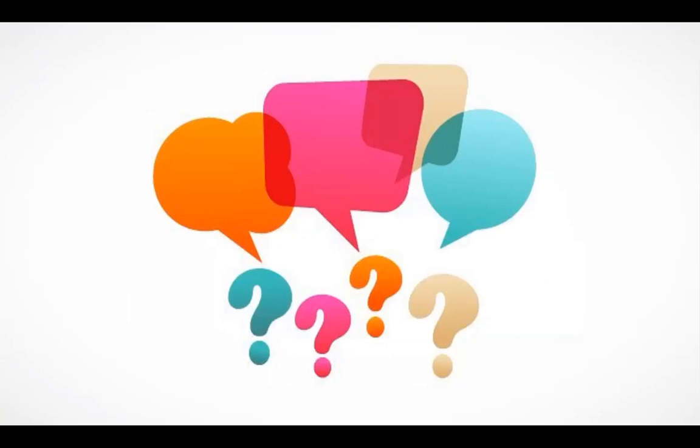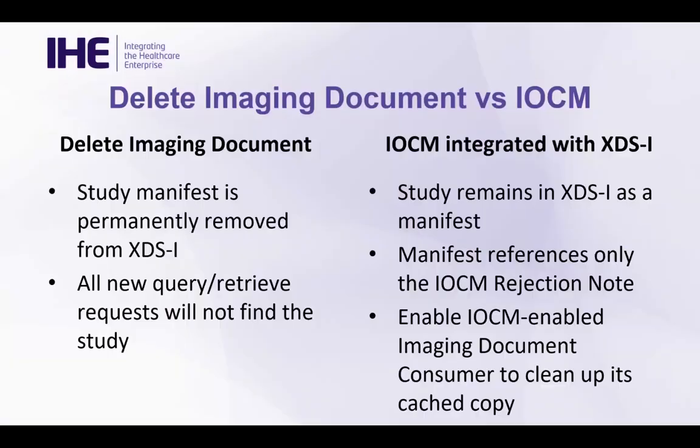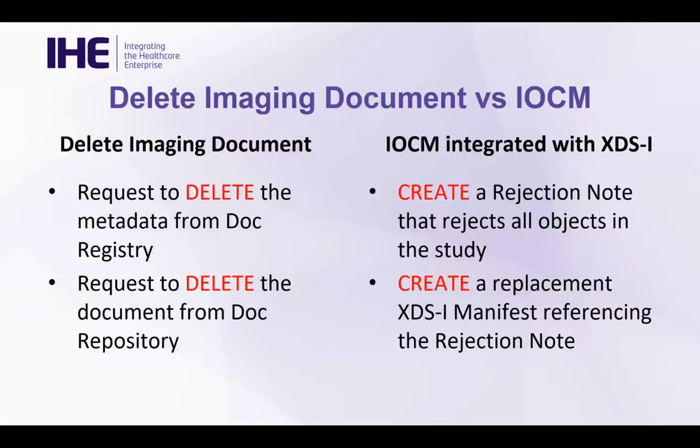The part that I did not understand well is the original manifest that points to the original image. What do you do with that manifest? You replace that manifest by an IOCM, or you make a new manifest deprecating the old one that points itself to the IOCM for the study? Let me go back to that slide. So if you're using the delete imaging document option. No, I'm on the IOCM side. Oh, okay. I'm on the IOCM side.